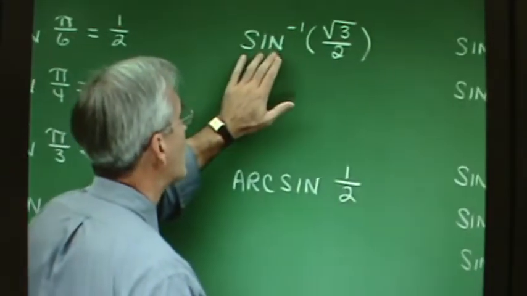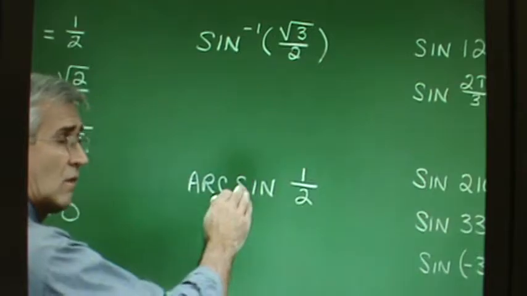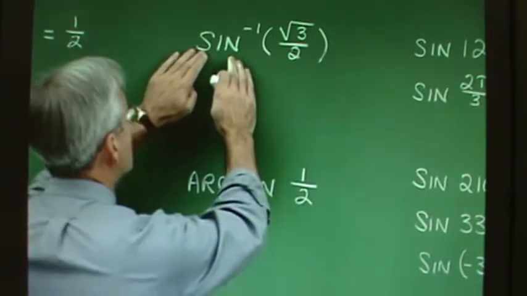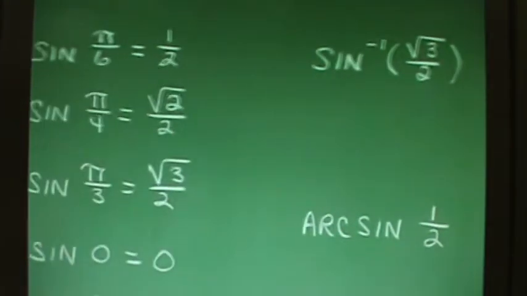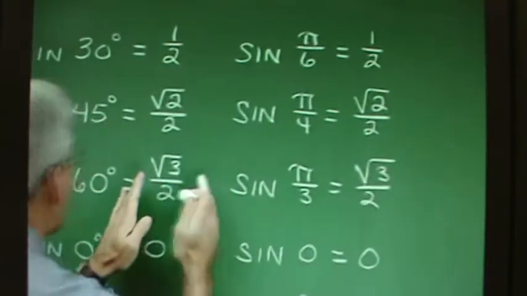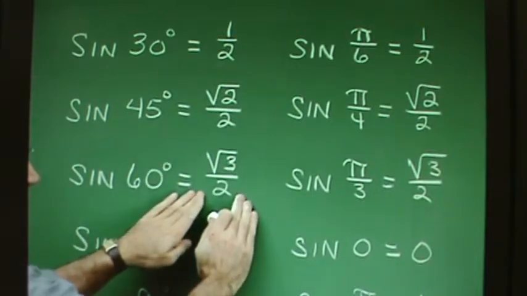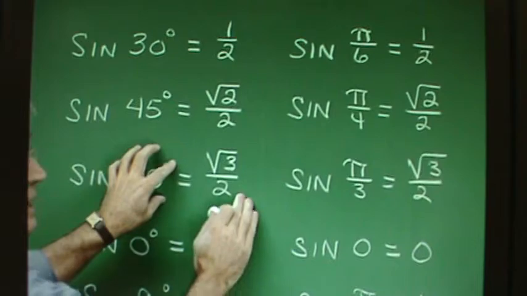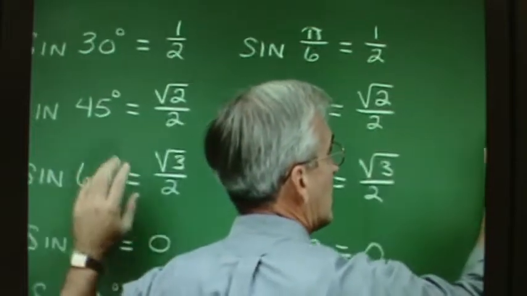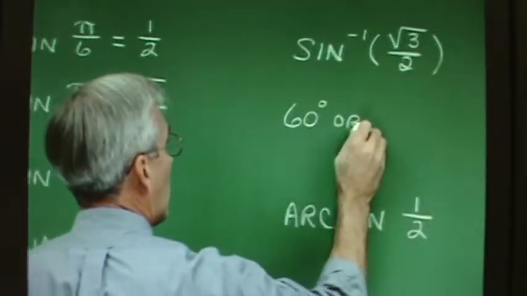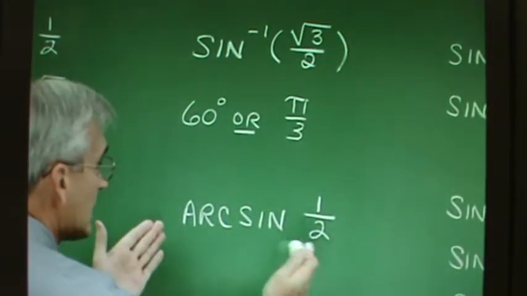All right, now, let's keep that in mind when we work problems like this. We want the inverse sine of the square root of 3 over 2. This is a request for an angle or a real number whose sine is this value. So we come over here to this list and we look for the square root of 3 over 2 as the sine of some angle. We see it here, we see it here. So the sine of 60 degrees is the square root of 3 over 2. So the angle we're looking for is 60 degrees, you see, or it is the real number pi over 3. So the answer here is 60 degrees or pi over 3.